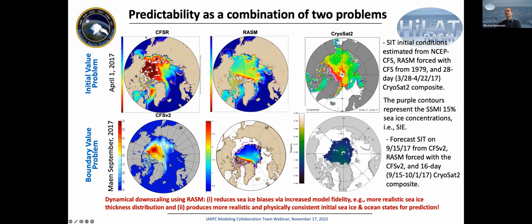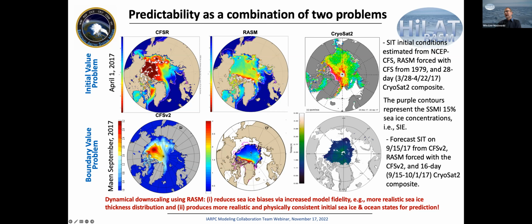So you can see that the CFSR reanalysis is showing a significant problem in the Western Arctic in 2017, with ice thickness in excess of the order of 4 and 5 meters in the Beaufort Sea, versus RASM, which is much more comparable to Cryosat-2 at the time of initial conditions. And then the bottom panel is the forecast of September 2017, so roughly 5-6 months later. The NCEP forecast is clearly showing the same persistent bias in September in the Western Arctic.